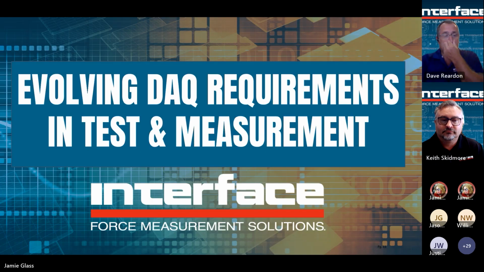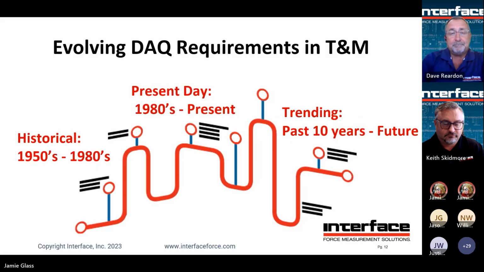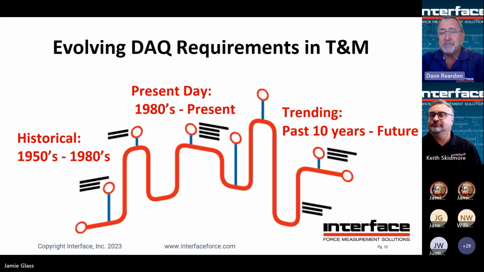Next slide. Evolving DAQ requirements within test and measurement. This timeline is broken down. I have it broken down just into 3 different areas. Each of these areas can be broken down into multiple other systems, but just to simplify it, I start out with historical. Next slide.